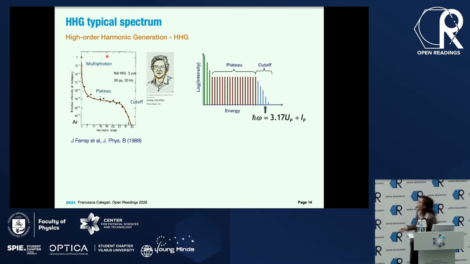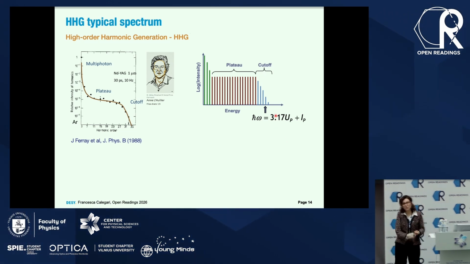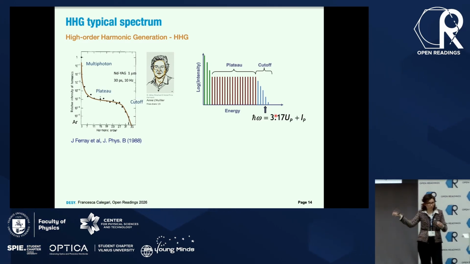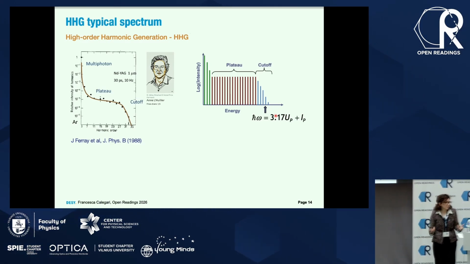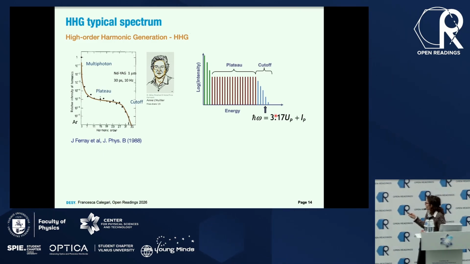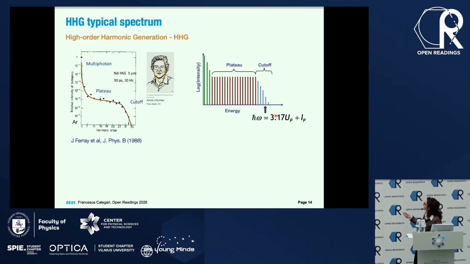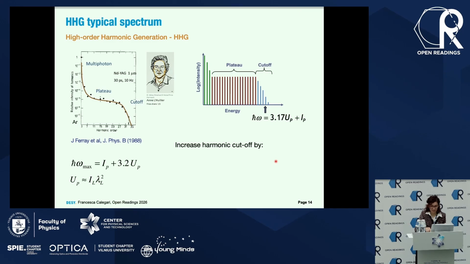Just to analyze the spectrum a little bit better, you have this comb of odd order harmonics with a cutoff. And the cutoff is due to the maximum energy that the electron can acquire in the continuum with the trajectory that I explained before. There is a limit amount of energy, which is the sum of the kinetic energy acquired by the electron, this first term, and the binding energy of the atom that is released when it recombines.